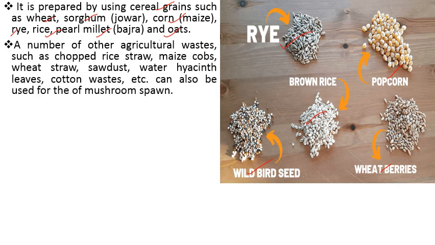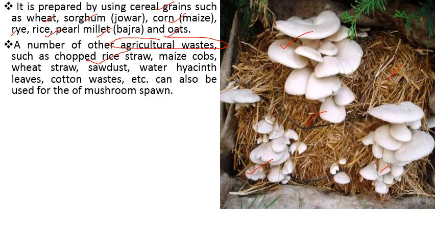We can use a number of other agricultural wastes such as we have chopped rice straw, like we have maize cobs, wheat straw, sawdust, water hyacinth leaves, cotton waste, etc. So these can also be used for the production of mushroom spawn. And the type of this substrate and type of mushroom and the environmental conditions and the availability of that type of waste in a particular area are the factors which determine the mushroom spawn production.